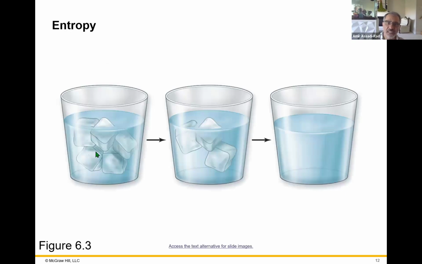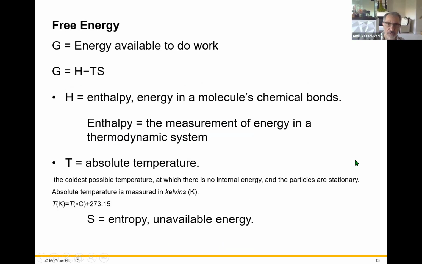So entropy is, when you put ice cubes in a body of water, the ice melts. So you're creating disorder, as we talked about. So there is a free energy. Make sure that's delta G. G is the energy available to do work. G is equal to H minus TS.